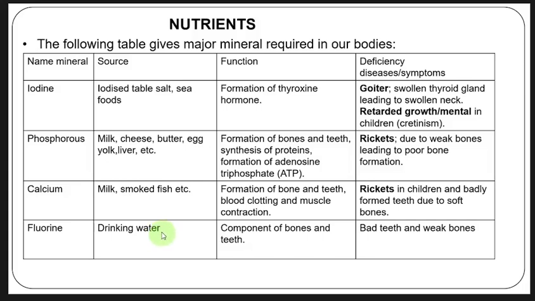So during the processing of the water, fluorine is deliberately added, because it helps in the hardening of bones, and also in making sure that teeth do not decay. All right, so we are saying its function is that it's a component of bones and the teeth. All right, its deficiency leads to bad teeth and weak bones. Sometimes we can even have teeth decay.